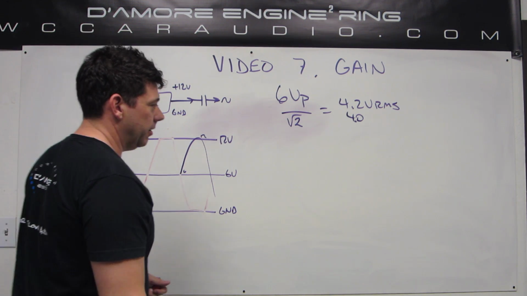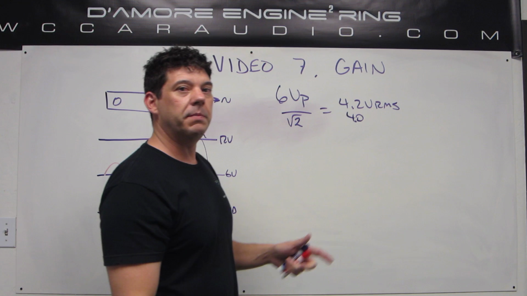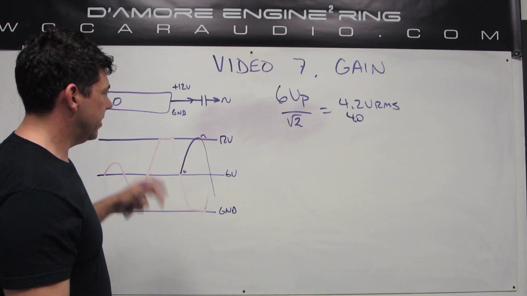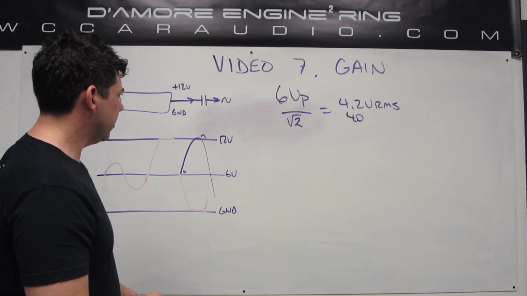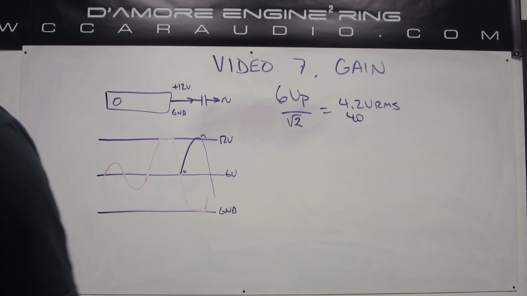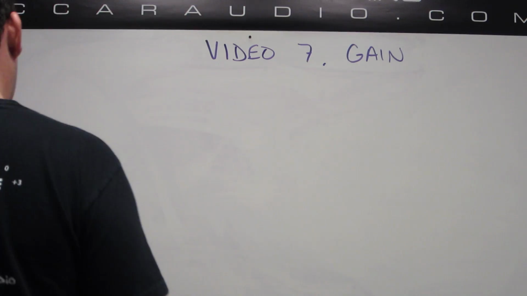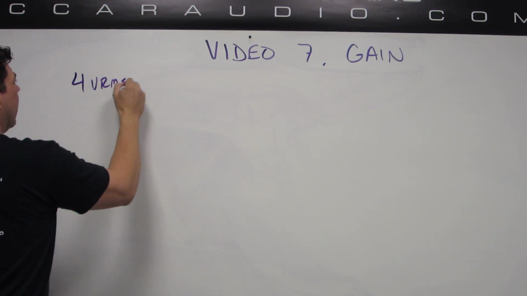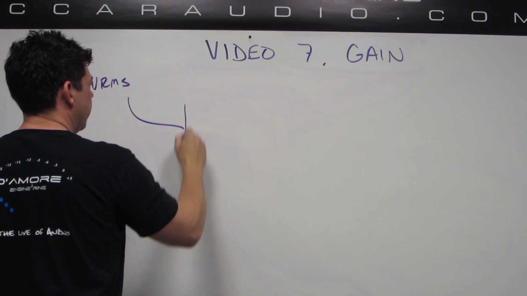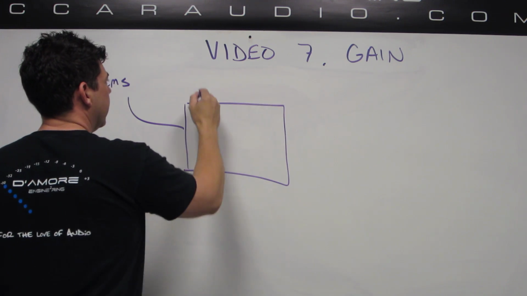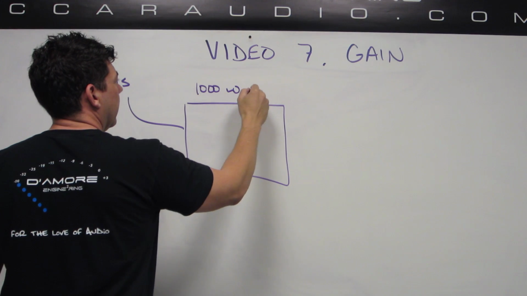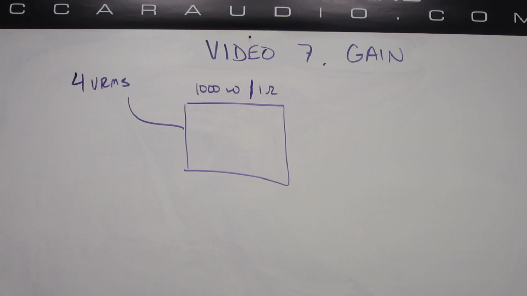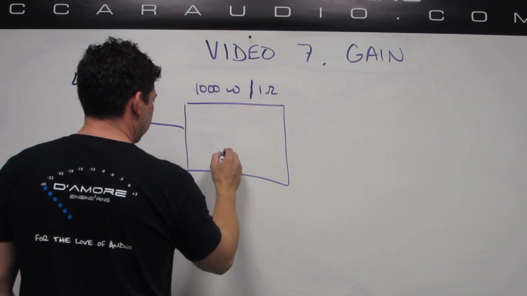And now we need to somehow get this to our speaker, and 4 volts isn't going to be enough, so that's what an amplifier does. It gains the signal up to something large. So let's take a look at that. Okay, so let's assume we have this head unit that puts out 4 volts RMS, and we're going to connect that to our amplifier that is 1,000 watts at 1 ohm. 1,000 watt at 1 ohm monoblock. This amplifier has a gain knob on it.